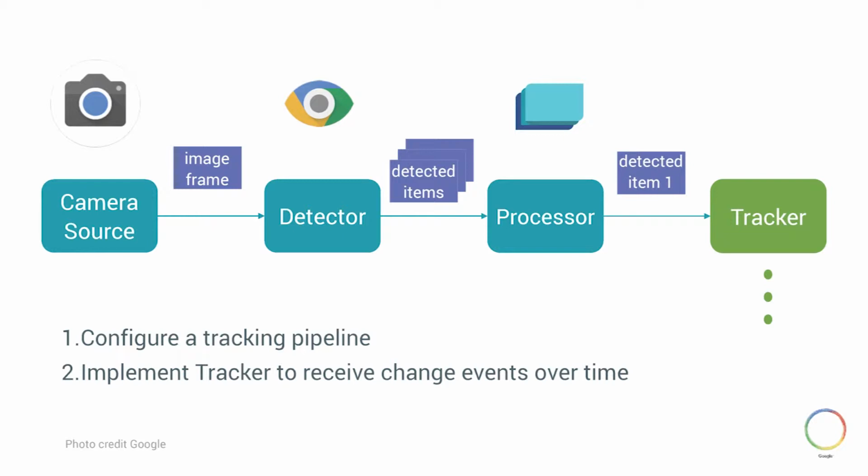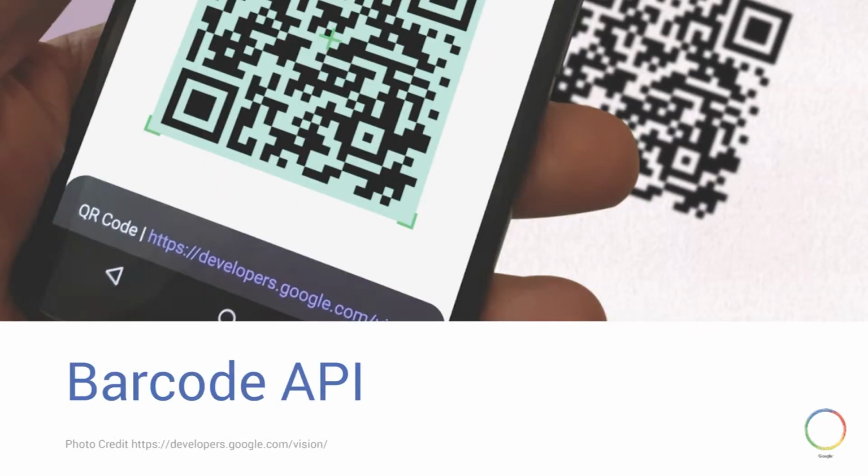Detection results are then given to a processor. A processor is like a first step of post-processing. It takes the detection results, and it might discard, merge, or hand over a detection result to a tracker. A tracker is like an event-based listener. It will receive a detection result and its updates over time. So all the boxes here in teal color are provided by the Mobile Vision API, and you only need to implement the tracker. The tracker is where you want to put your business logic. So now you understand the basics.